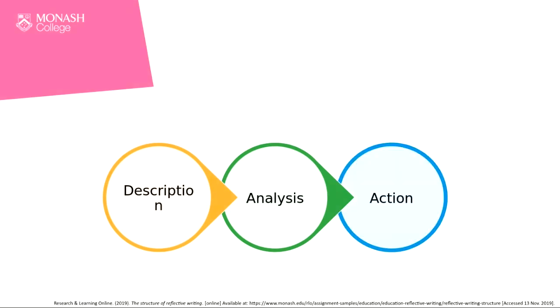The last part is called action. In this section, you write about what you have learned and what you would do differently next time. And for reflections, it doesn't necessarily have to be something you need to improve in the future. You can also reflect on a positive experience and keep up the good work.